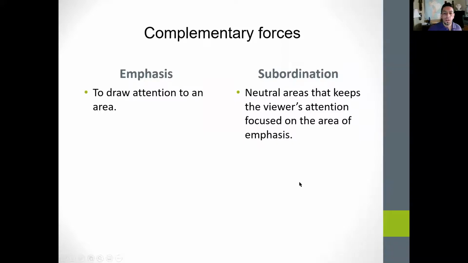All right, so let's go back to emphasis and subordination. So as I mentioned before, emphasis is where your eye goes towards, and that's why sometimes we call it a focal point. It's the area where your eyes are focused, right? There's the emphasis, and then your eyes goes in that direction.